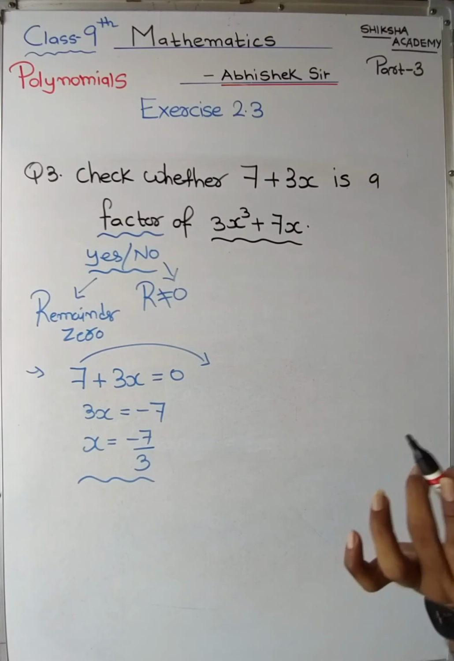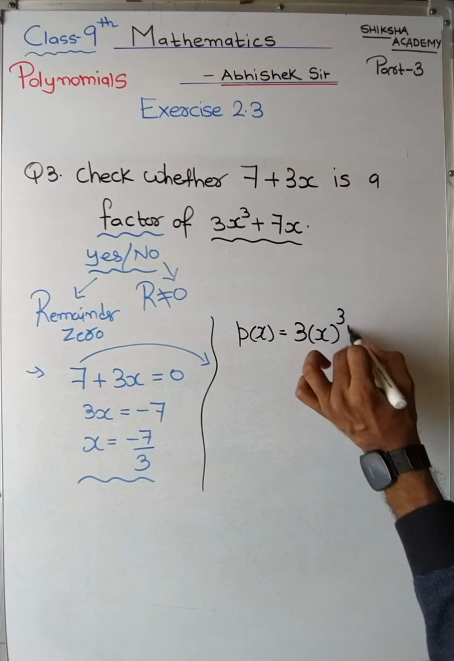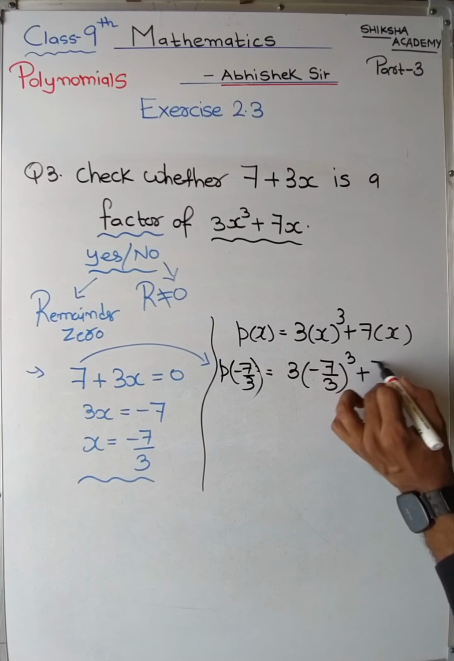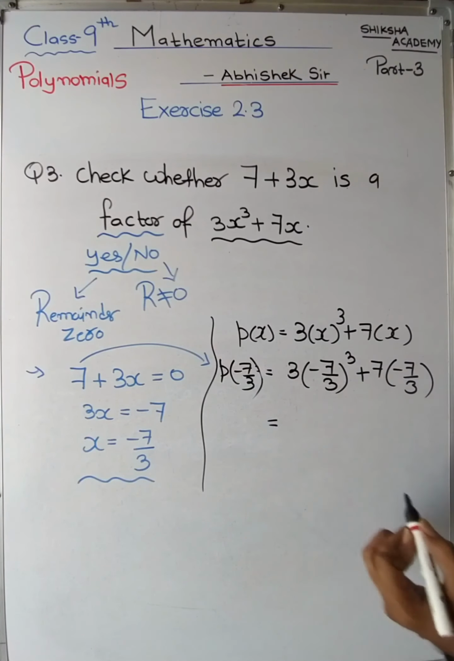So let us see, I'm writing p of x as 3x cube plus 7 into x. p of minus 7 by 3. So 3 into minus 7 by 3 whole cube plus 7 into minus 7 by 3. And what we have to do? We just have to find out the cube of 7 and 3, and then we'll have to put in the answer. So going for the next step.